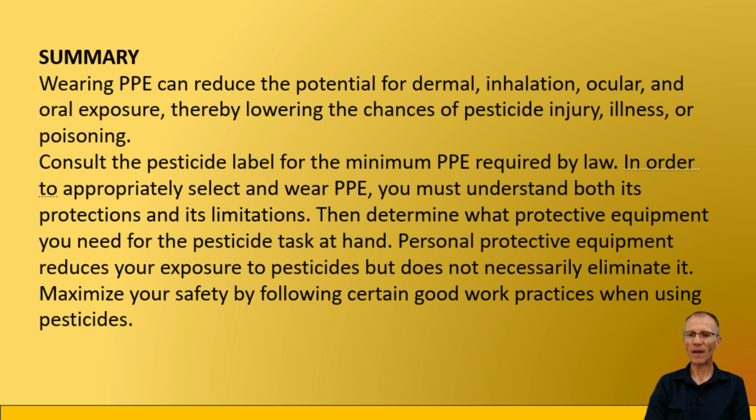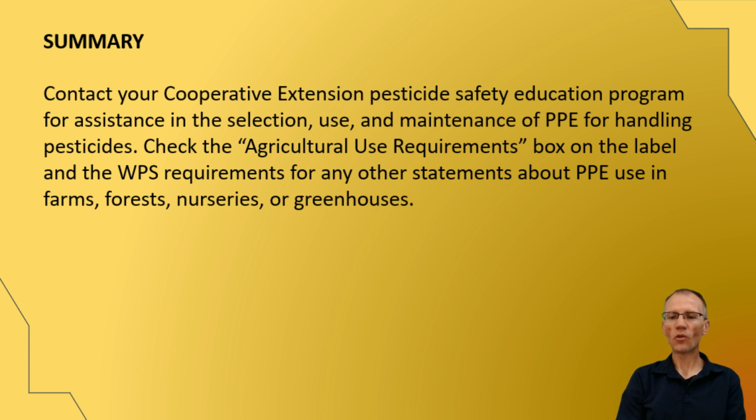Maximize your safety by following certain good work practices when doing pesticides. Summary: contact your cooperative extension pesticide safety education program for assistance in the selection, use, and maintenance of PPE for handling pesticides. Check the Agricultural Use Requirements box on the label and the WPS requirements for any other statements about PPE use in farms, forests, nurseries, or greenhouses.